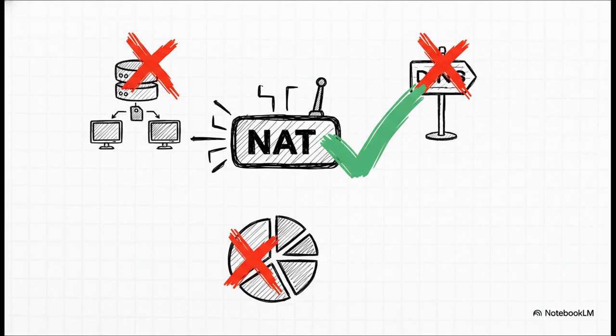Now, A, DHCP, is what gives those 20 computers their private addresses to begin with, but it doesn't connect them to the internet. B, DNS, turns names like google.com into IP addresses, and C, subnetting, is for breaking up a network, not sharing one address.